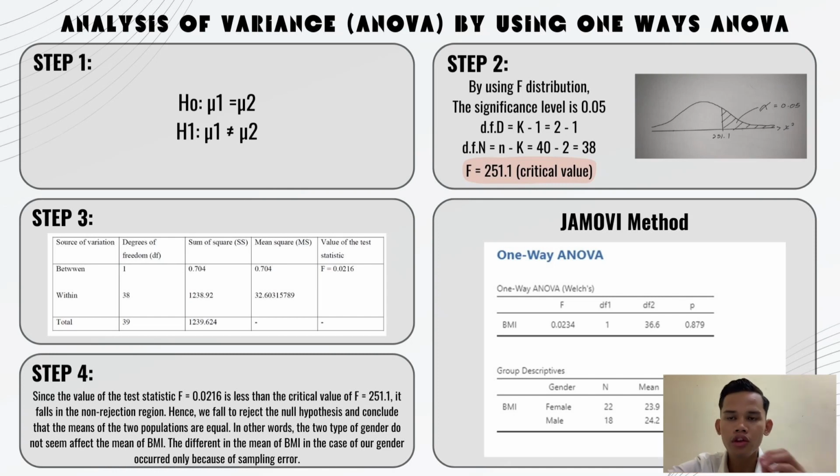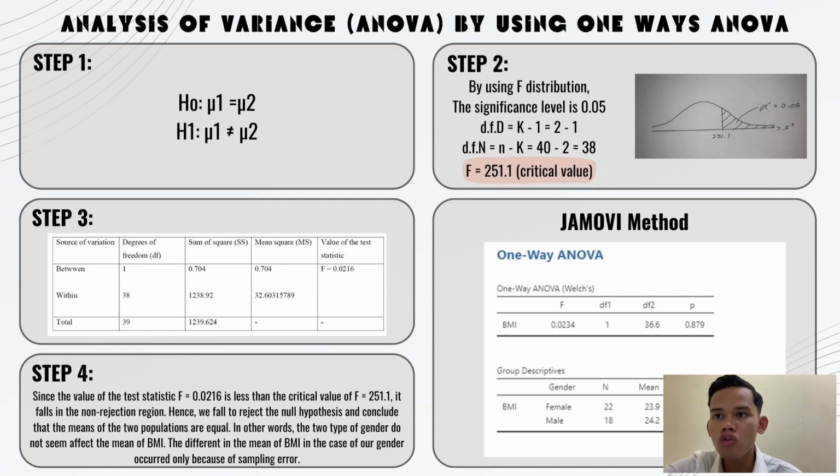In column number 3, we state the values of SSB, which is equal to 0.704, and SSW equals 1238.62. And in the mean of square column, we have 2 values, which are MSB, equal to 0.704, and MSW, which is 32 point something. So the value of the test statistic is F equal to 0.016.